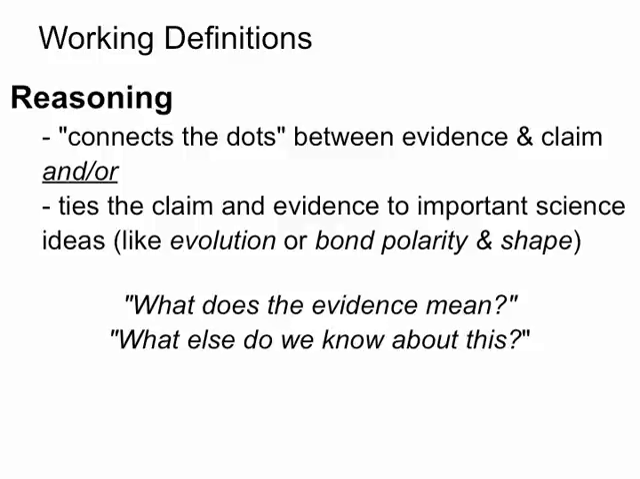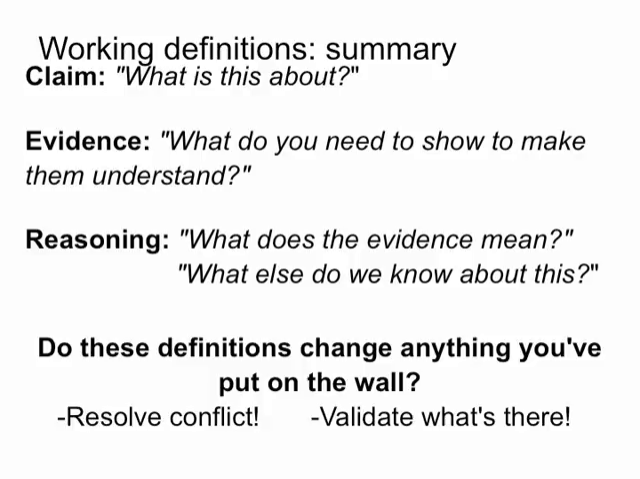Reasoning then serves to connect different pieces of evidence to each other and to connect the evidence to the claim. Or it can tie the claim and evidence to important science ideas. This is where science-y vocab words come in, words like evolution or polarity. Reasoning answers the questions, what does the evidence mean, or what else do we know about this? Okay, so to summarize: claim, what is this about? Evidence, what do you need to show to make them understand what this is about? And then reasoning, we need to tie it together. What does the evidence mean, and what else do we know about this?